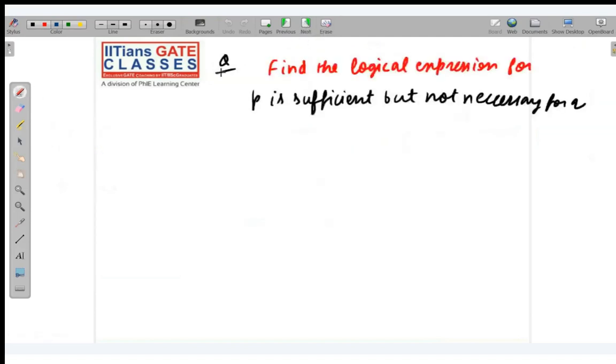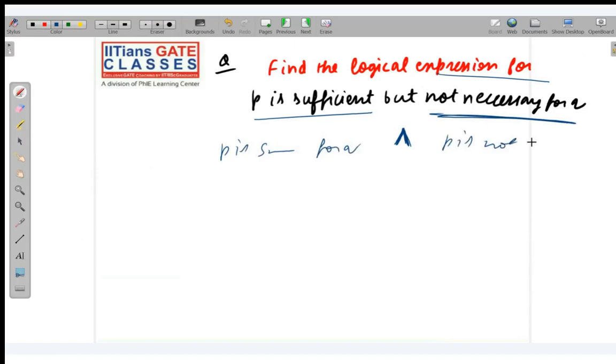Yes, so next is: find the logical expression for P is sufficient but not necessary for Q. Same thing, I think you can do it. But is and, but in English and in logic, one and the same thing. P is sufficient for Q and P is not necessary for Q. So P is sufficient for Q, the direction is right. P is necessary for Q, the direction will be like this. So (Q implies P) whole not, and P implies Q.